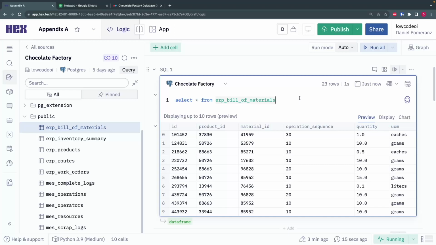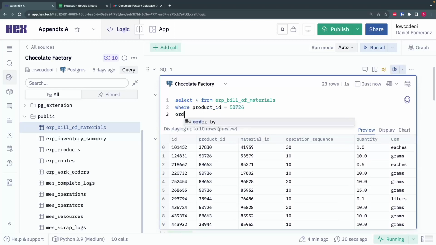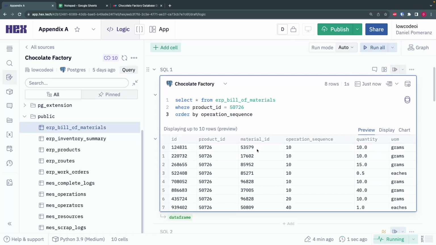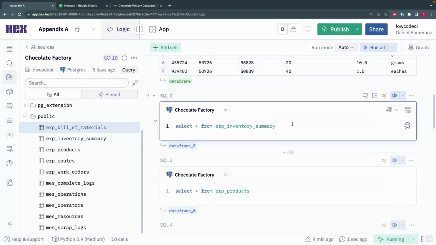So let's just do a quick peek at one of these product IDs. If I say where product ID equals this, and then maybe I order by operation sequence, this is a list of all the materials that go in to make this product, when they go in the process, and how much is used.